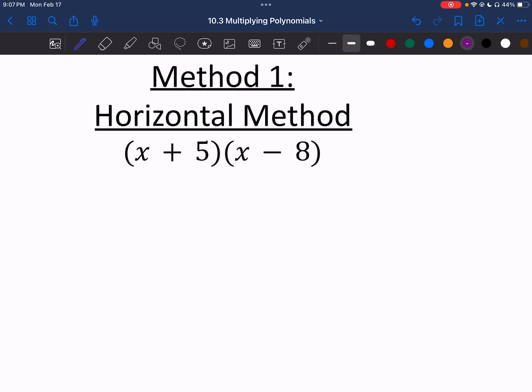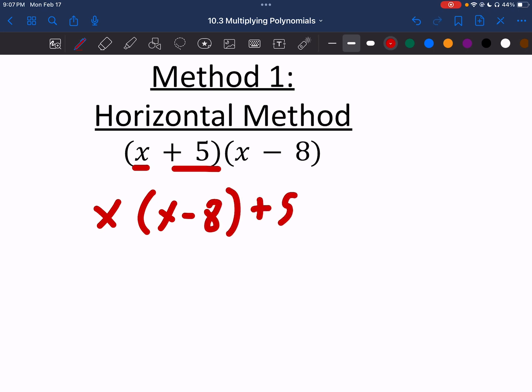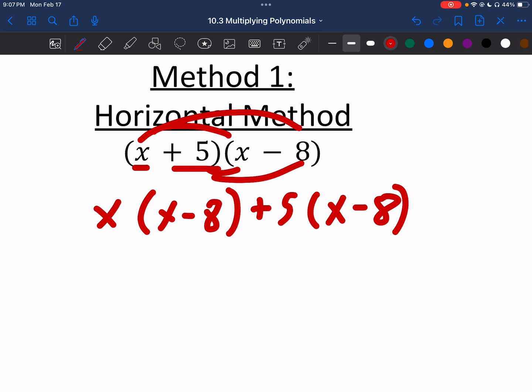The horizontal method is simply you are going to break apart x and plus 5, and you're going to multiply x times x minus 8. And then you have plus 5 times x minus 8. So essentially, you're using the distributive property. You're doing the x times that whole thing and the 5 times the whole thing.